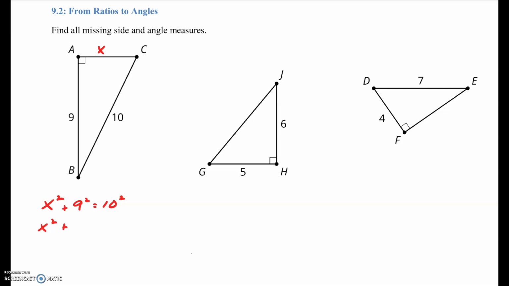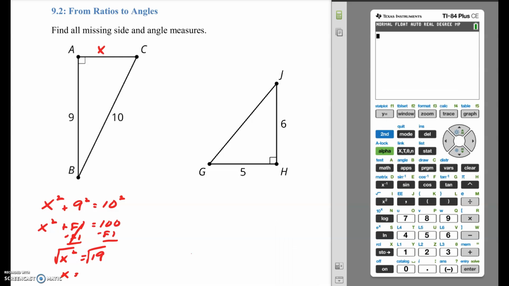X squared plus 9 squared, which is now 81, is equal to 100. I'm going to subtract 81 from both sides in order to isolate my variable. X squared is equal to 19. Now I have to take the square root of both sides. X is equal to whatever the square root of 19 is.